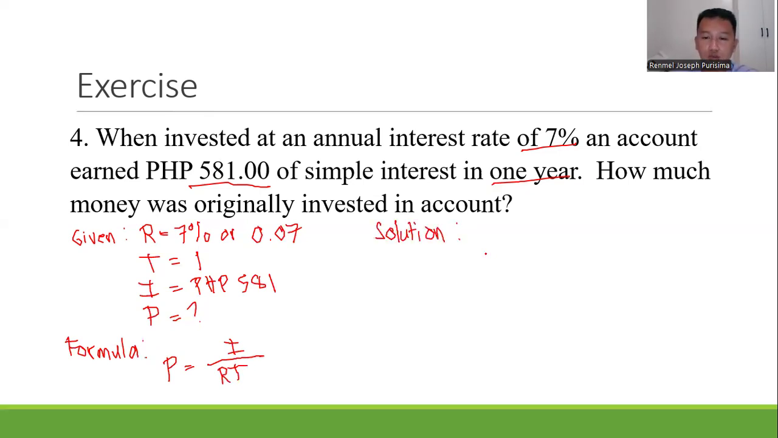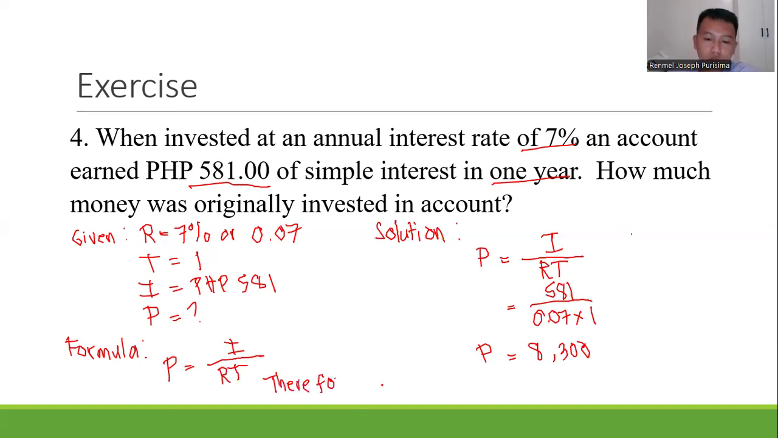Now for the solution, we just substitute the given values into the formula. P is equal to 581 divided by our R, 0.07, times 1. So 581 divided by 0.07 would be 8,300 pesos. Therefore, 8,300 pesos was originally invested.